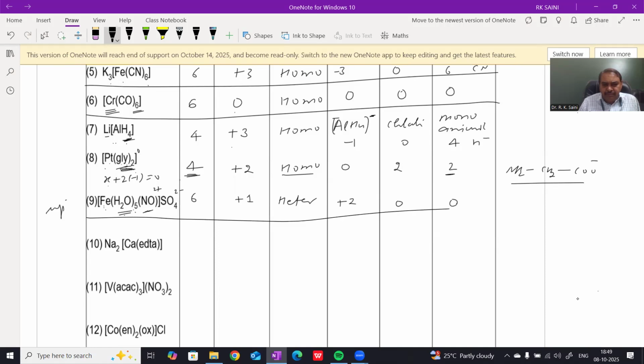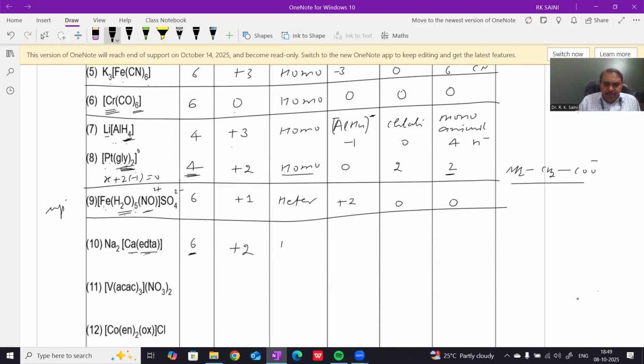Next question, 10. The coordination number is 6 because EDTA is a hexadentate ligand, and hence the coordination number of calcium is 6. Oxidation state of calcium: sodium is +1, calcium is taken as X, and EDTA carries -4 charge, so the total is 0. Therefore, the oxidation state of calcium is +2, and hence the oxidation state of the central atom, calcium, in this complex is +2.